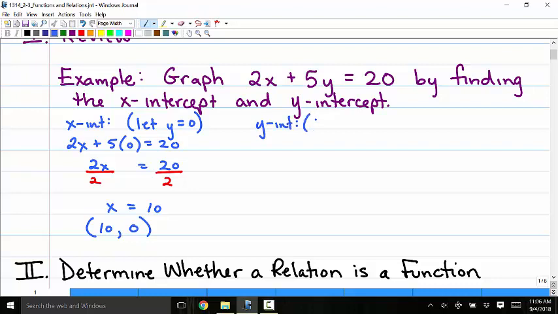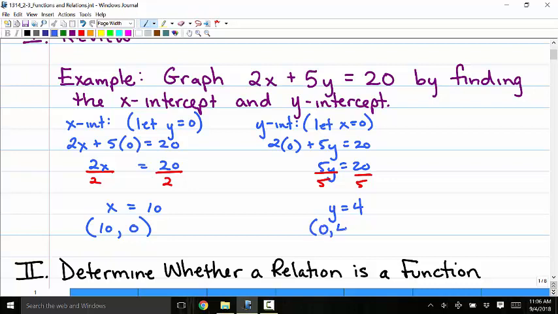To find the y-intercept, you let x equal 0. When you do that, you get 2 times 0 plus 5y equals 20. If 5y equals 20, then y equals 4. Again, intercepts are points, so you need to give an ordered pair. The ordered pair for that y-intercept is perfect, 0, 4.